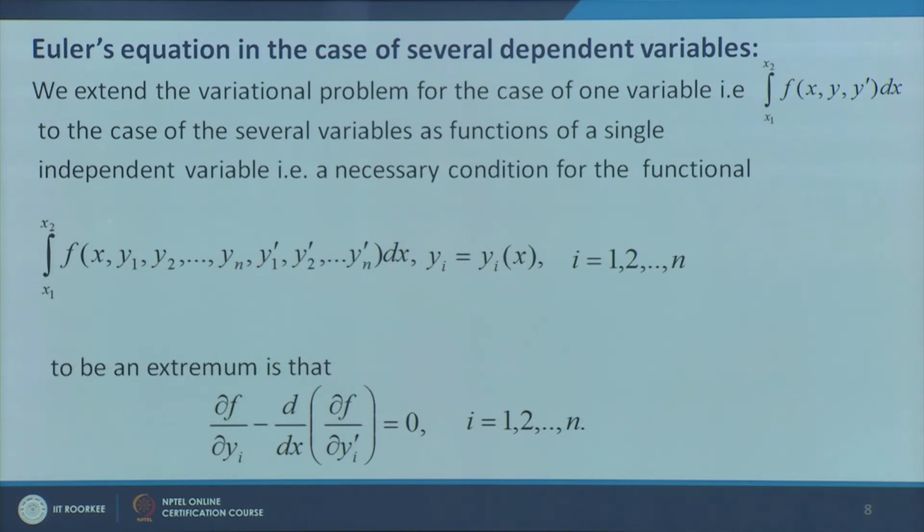We want to extremize this functional where the yi's are dependent variables which all depend on one single independent variable x, and i varies from 1 to n. So there are n dependent variables all depending on one single independent variable x, and the condition for this functional to be an extremum is that the partial derivative of f with respect to yi, the ith dependent variable, minus d over dx of the partial derivative of f with respect to yi dash is equal to 0, and this must hold for all values of i equal to 1 to n. So there will be a system of n equations here corresponding to the n dependent variables yi.